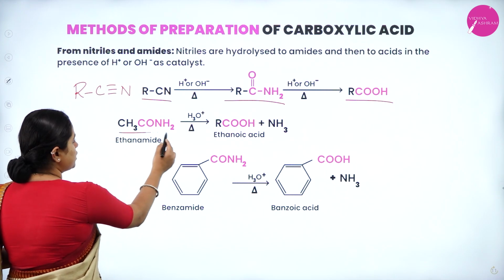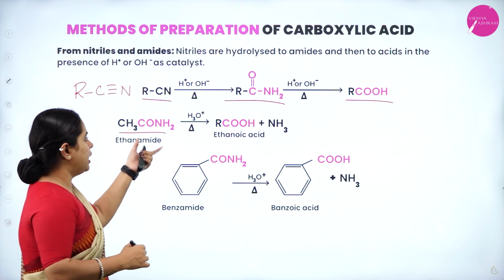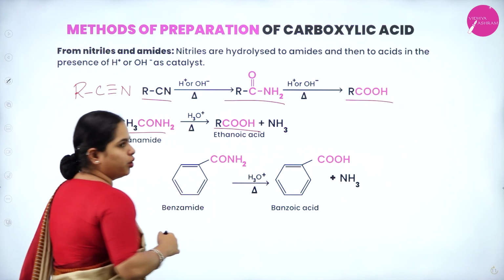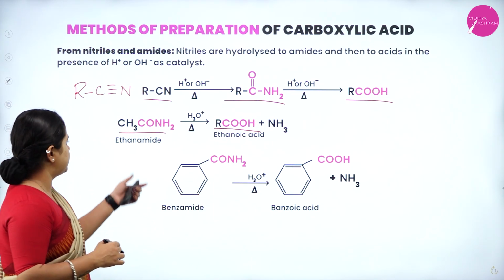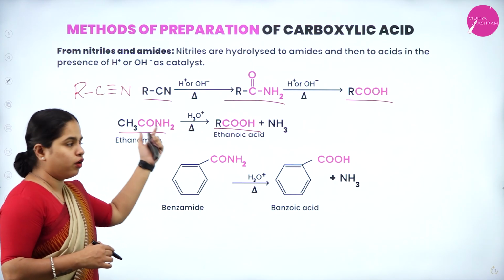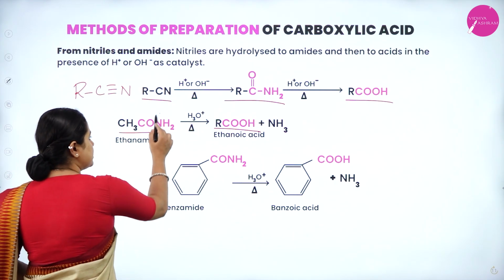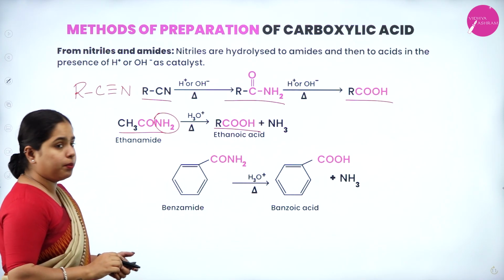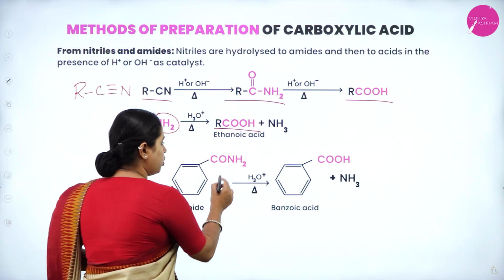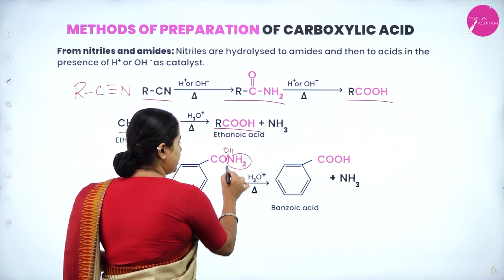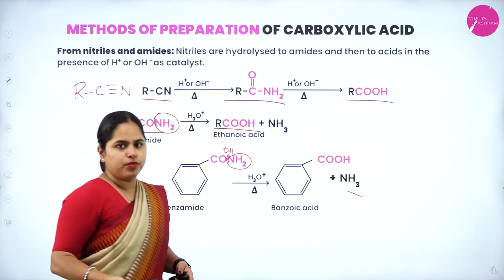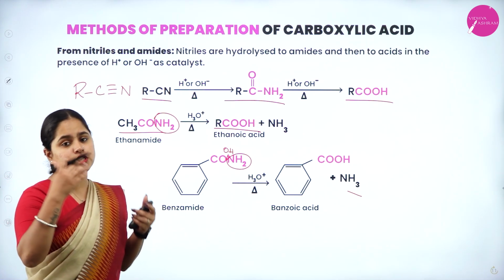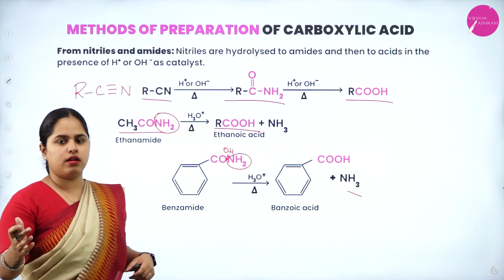You can see CH3CONH2, that is ethanamide, directly reacts with H plus or OH minus to form ethanoic acid. So the number of carbon atoms will be the same. CH3CONH2 will form CH3COOH and this NH2 will combine with hydrogen and form ammonia. Here you can see benzamide, that is CONH2. Here also you will get COOH and this NH2 combines with H and forms ammonia. So these are the products that you are going to get from nitriles and amides. From nitriles first you get amides and from amides you get the carboxylic acid.